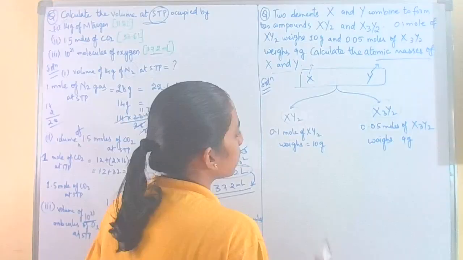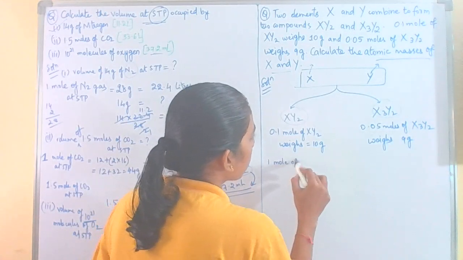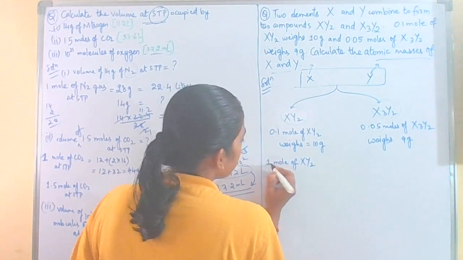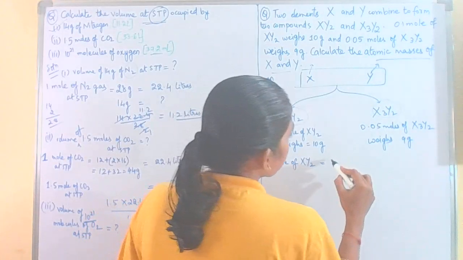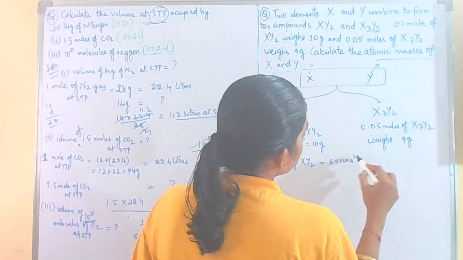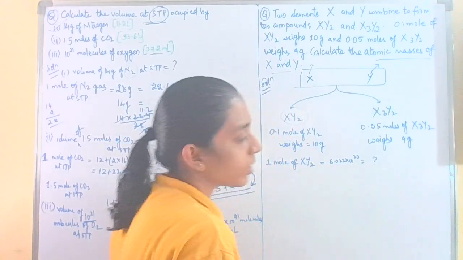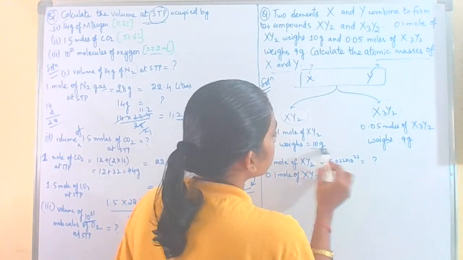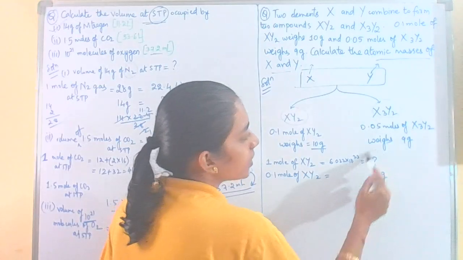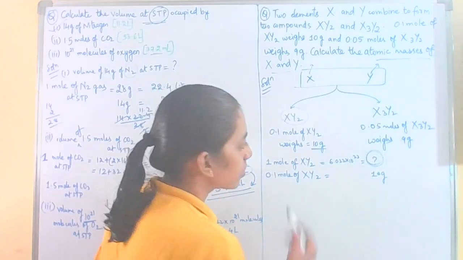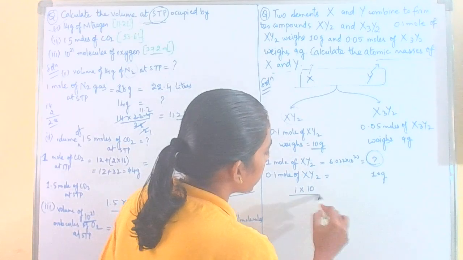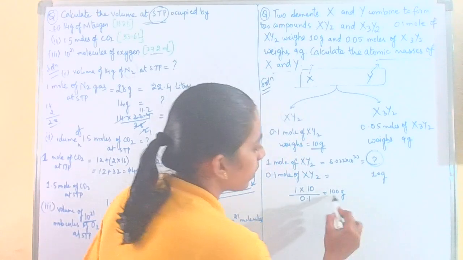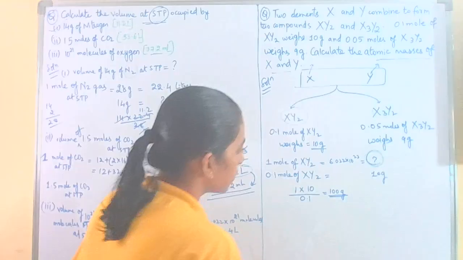So, from this information, what can we write? 1 mole of XY2. We don't know what element X is and what element Y is. So we have to write just generally that 1 mole of XY2 is equal to 6.022 into 10 to the power 23 molecules, which is equal to, what is the gram molecular mass? Don't know. Then they have given that 0.1 mole of XY2 weighs 10 grams. Then you can easily find the gram molecular mass of 1 mole of XY2. So how do you do that? 1 into 10 by 0.1, which is equal to 100 grams. Okay, so 1 mole of XY2 is 100 grams.